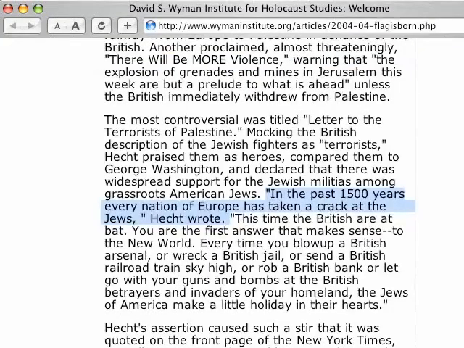Hecht even took out anti-English advertisements in newspapers. He wrote in one such ad excerpted at the Wyman Institute website, "In the past 1500 years, every nation of Europe has taken a crack at the Jews," Hecht wrote. "This time the British are at bat. You," referring to the Jews fighting the British in Palestine, "are the first answer that makes sense to the New World. Every time you blow up a British arsenal, or wreck a British jail, or send a British railroad train sky high, or rob a British bank, or let go with your bombs at the British betrayers and invaders of your homeland, the Jews of America make a little holiday in their hearts."